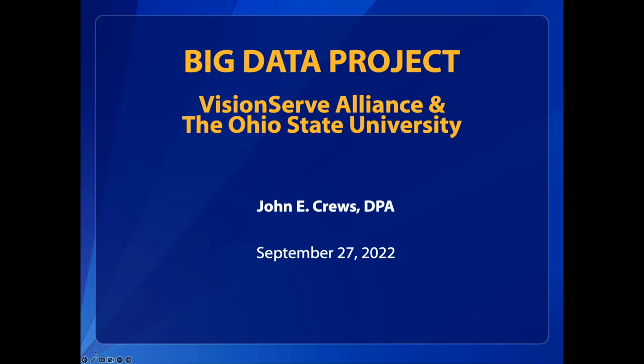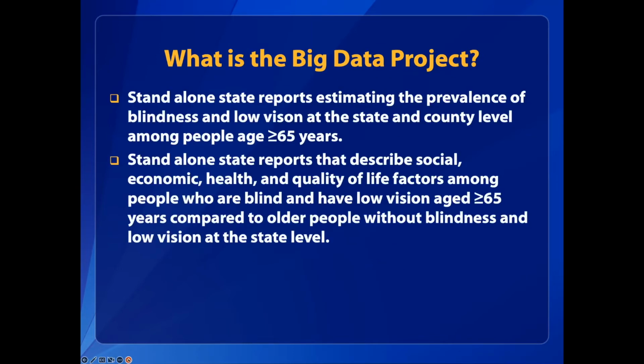So the first thing we want to talk about is what the big data project is about. We started talking about this over a year ago. The idea is to produce 50 state reports, a national report, and reports for DC and Puerto Rico. So 53 reports. And these are standalone reports that estimate the prevalence of vision impairment, blindness, and low vision at the state and county level among people 65 years of age and over. So we have the data that allow us to do that. These data were not available a few years ago, so it's kind of new data. And what we know is that there's a lot of variability in terms of prevalence, and we're going to get at some of those issues and talk about that. And that's the reason these state level reports are important.